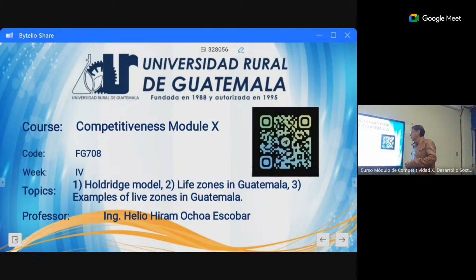The number 1, that is Coleridge model. The number 2, that is life zones in Guatemala. And the number 3, examples of life zones in Guatemala.